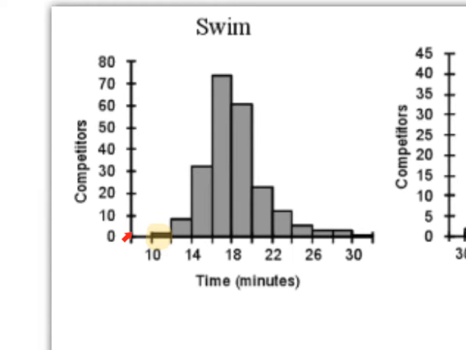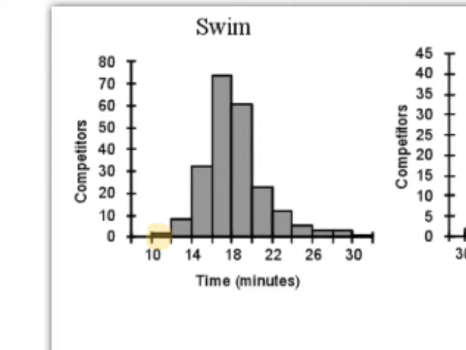Since between 0 and 10 there's no bar whatsoever, that means nobody completed the swim between 0 and 10 minutes. But we see there's a small bar, so this could be 1 or 2 people who completed the swim between 10 and 12 minutes. If this is 14, then halfway between 10 and 14 would be 12. We don't know exactly how long it took them. So this would be the fastest time, between 10 and 12 minutes.